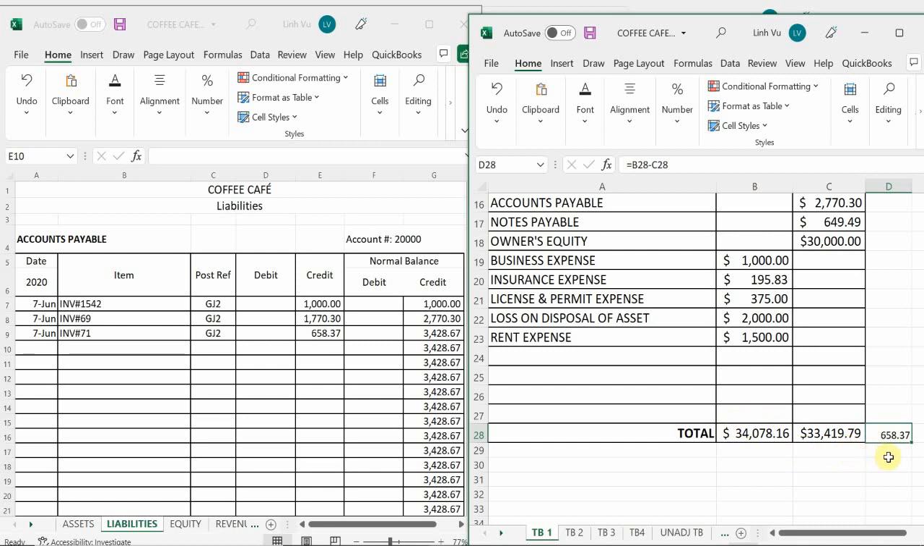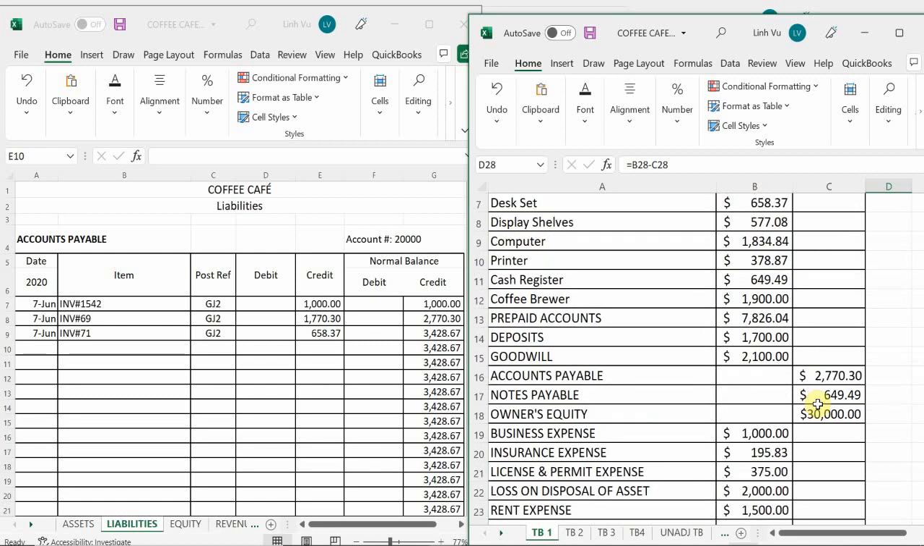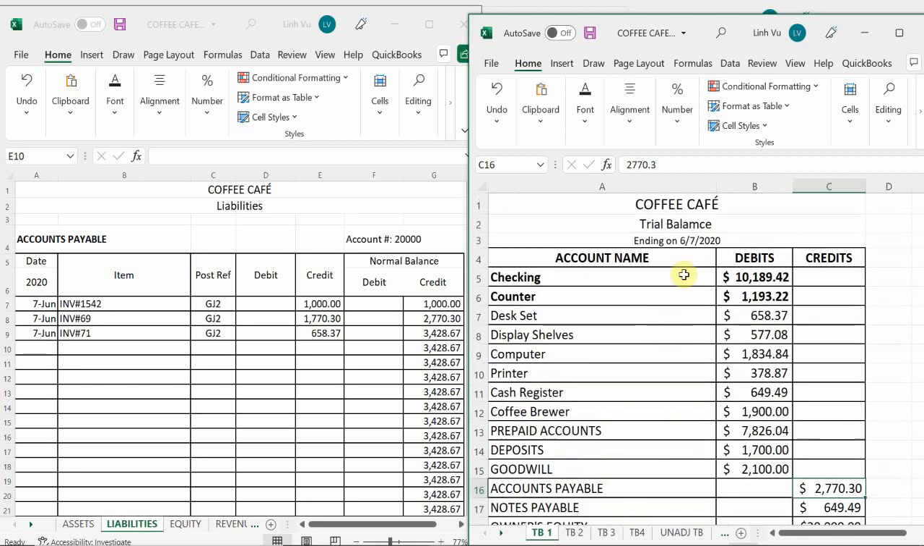And the difference you could see is $658.37. So in this case, the easiest way I can find this is, well, I only have 3 liabilities. It can't be equity, and of course, it can't be my notes payable. So in this case, it must be my accounts payable that is wrong. But for any other ones, if you figure out that you're missing a debit, then you are going to have to go through each and every single one of these accounts to figure out where that amount is.